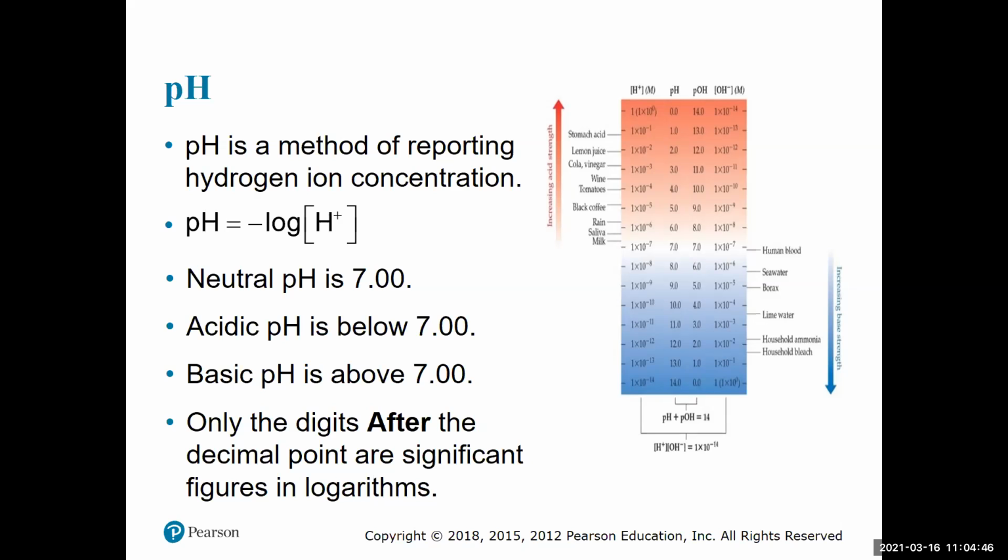It's a pretty strong base, and you've got to be a little careful with that. You'll hear people use the word caustic. Caustic is another term used to describe basic compounds and basic products. So the key takeaway here: pH is minus the log of the hydrogen ion concentration, and neutral pH is 7, below 7 is acidic, above 7 is basic.